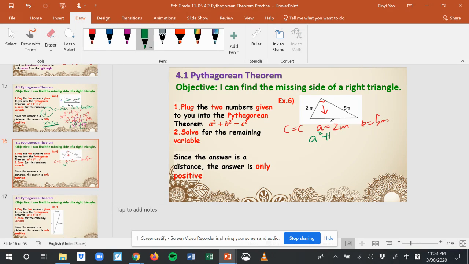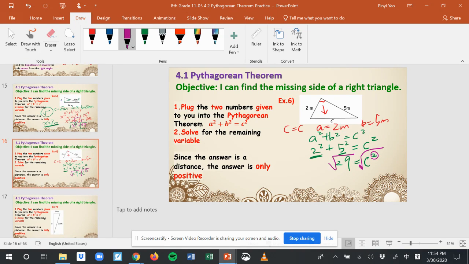So A squared plus B squared equals C squared. Let's plug them in. Our A is 2, so 2 squared. Our B is 5, so 5 squared, and then our C is just C. Then we calculate it. 2 squared, that's a 4, 5 squared, that's 25. Add them together, that is 29, C squared. Next thing, same thing, whenever we see the square, we are going to use square root. So square root from both sides.